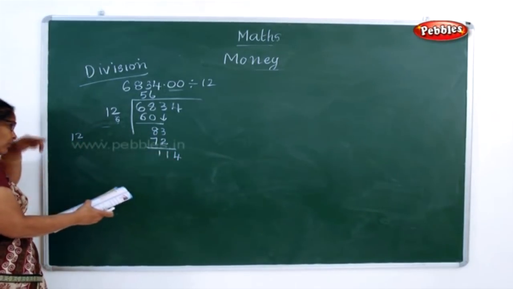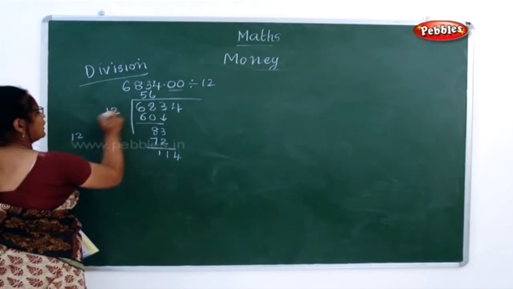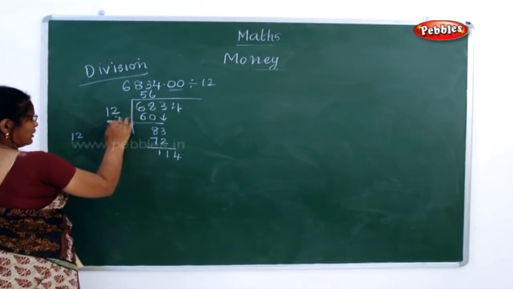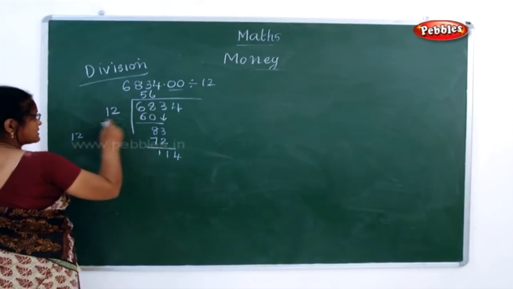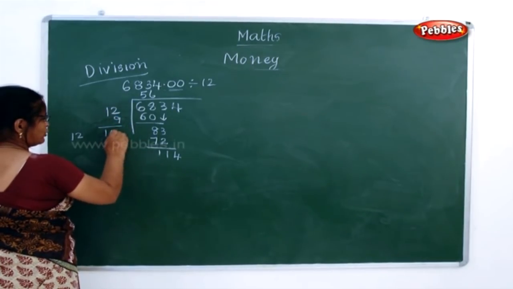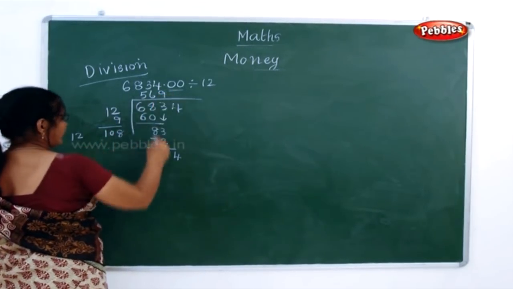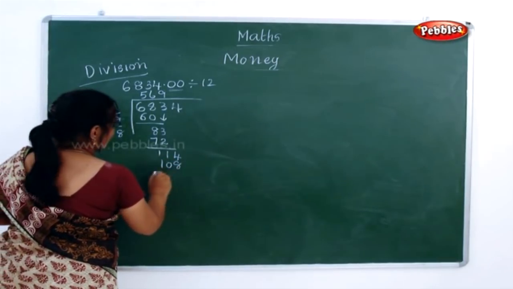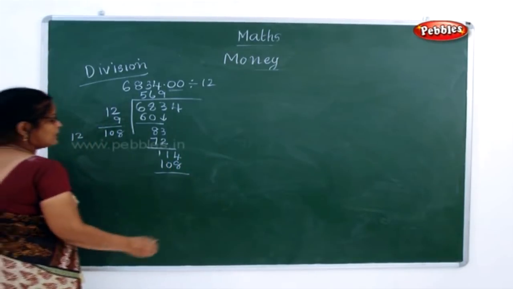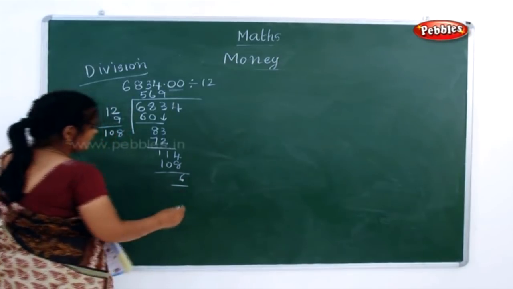Now 114, how many times it will go? 12 7s are, I told you, 84, 12 8s are 96, 12 9s are, I think, 108. So you can write 9 here and you can write here 108. Now what is 114 minus 108? It is 6. So the remaining is 6.